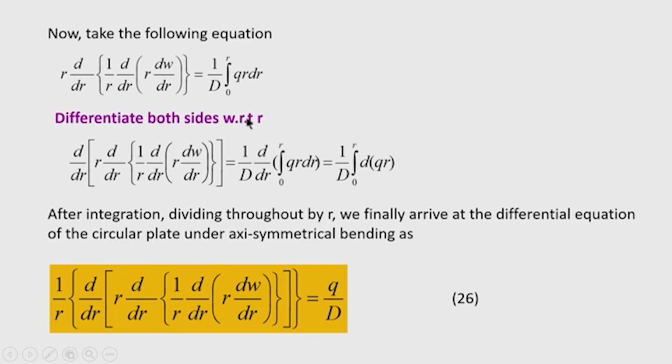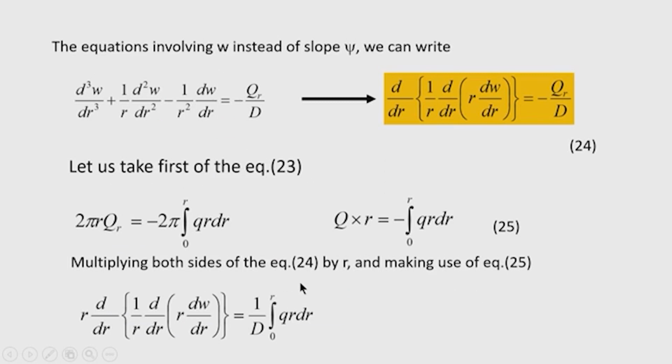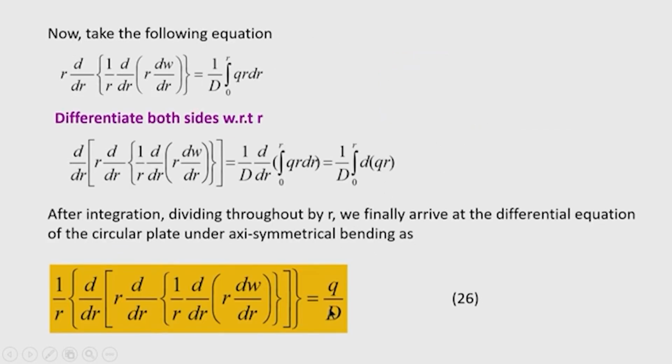So, differentiate both sides with respect to r. I have differentiated both sides with respect to r, that means d by dr, an additional term is here, and here again d by dr, this term is there. Now, interchanging the integration and differentiation, we write in this form 1 by D d q r. After integration and dividing throughout by r, we finally arrive at the differential equation of the circular plate under axisymmetrical bending as this. Now, you can note the difference between these two equations 24 and 25.